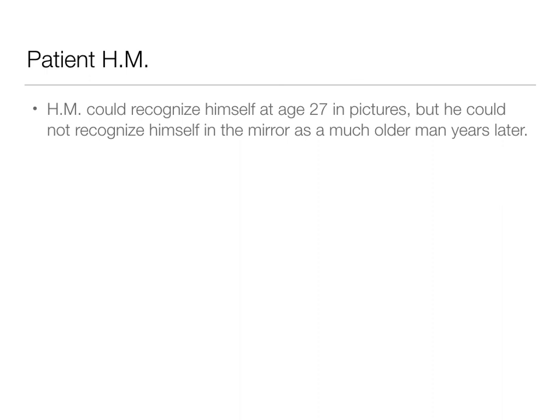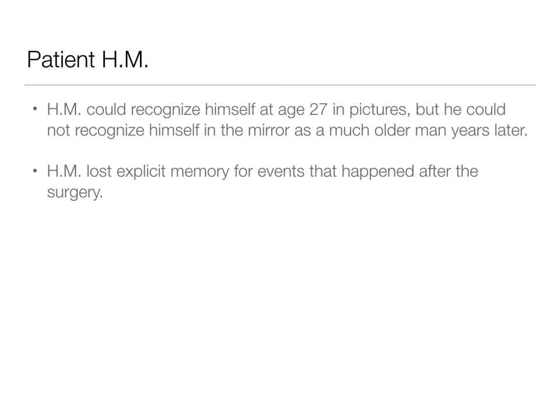HM could recognize himself in pictures at age 27, but as he got older, he could no longer recognize himself in a mirror because he remembered what he looked like before the surgery, and he couldn't change his memory. He couldn't form new explicit memories, so he couldn't encode what he looks like now. He lost explicit memories for events that happened after the surgery. So again, any kind of life event, any kind of new information that he tried to learn, he was unable to remember.